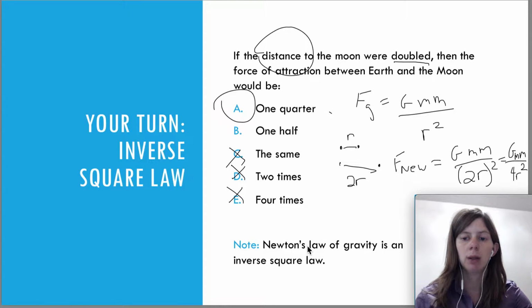And we also like to say that Newton's law of gravity is an inverse square law because of the dependence of the force on this radius squared.